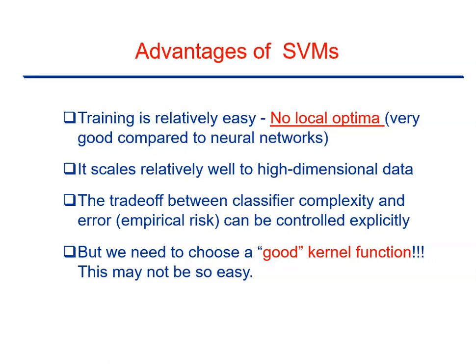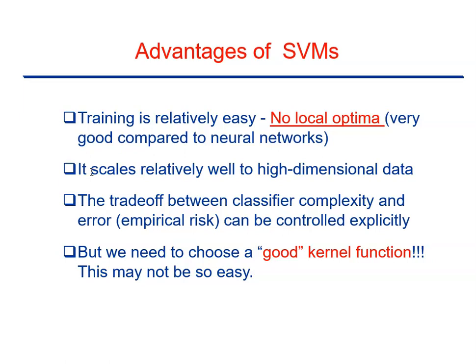But then we use the kernel trick, and we take the non-linearly separable problem, convert it into a higher dimensional space where the problem becomes linearly separable, and we use the SVM to linearly classify the two classes, right? Or we can apply what is called a soft support vector machine. But it's a good method compared, for example, to other methods like neural networks, which will have a problem with local optima. It scales relatively well to high dimensional data. So this is another advantage of support vector machines. And the trade-off between the classifier complexity and the error of the model can be controlled explicitly.